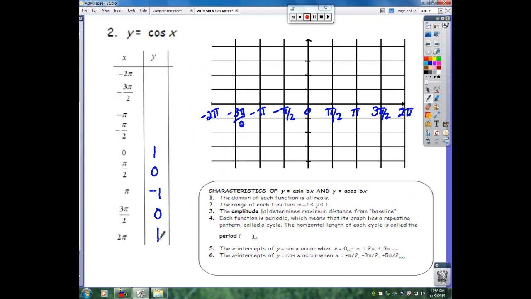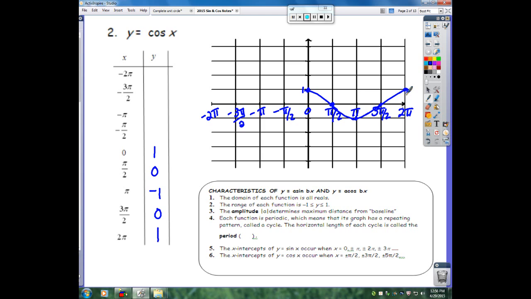Alright, so let's graph that pattern. So at 0, now we're up at 1. Pi over 2, we're at 0. At pi, we're down at negative 1. At 3 pi over 2, we're at 0. And at 2 pi, we're up at 1. So here's this pattern. And these are curves. Make sure you're drawing them curves, not straight lines. So these are curves, and like I said, it keeps on going. So that represents one period, one pattern.